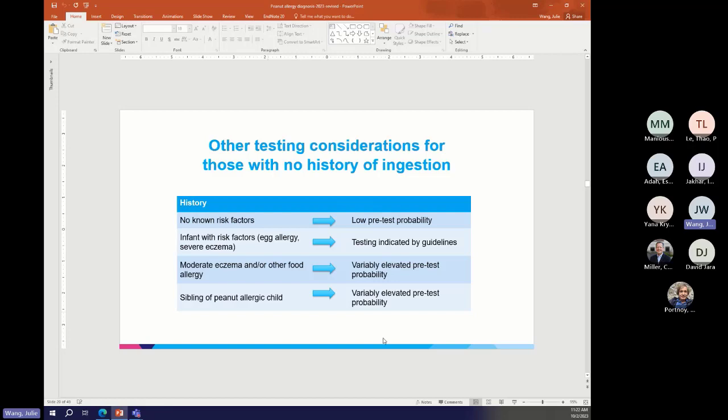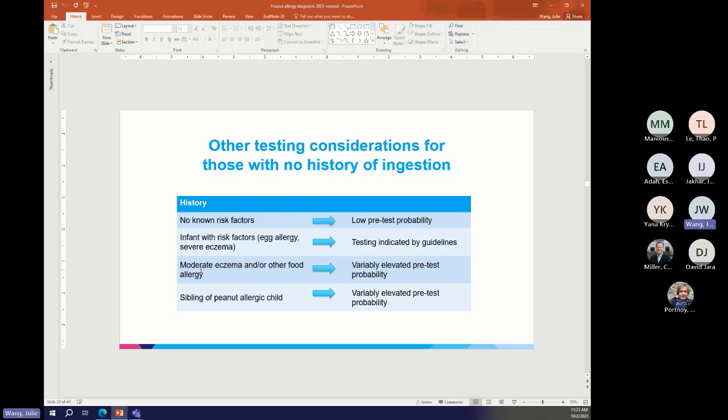Now, it's the gray zones, middle areas that we have to think a little bit harder on. And generally, these are those with no history of ever having eaten peanut. So for a child who's never eaten peanut, but they also have no known risk factors, they have low pretest probability of having peanut allergy. On the other hand, an infant who's never eaten peanut, but who has risk factors of known egg allergy and/or severe eczema, then for this case, testing is indicated because of the early introduction guidelines.